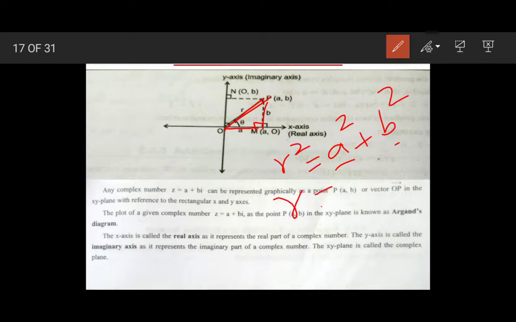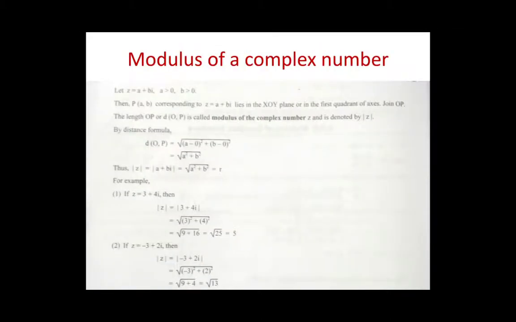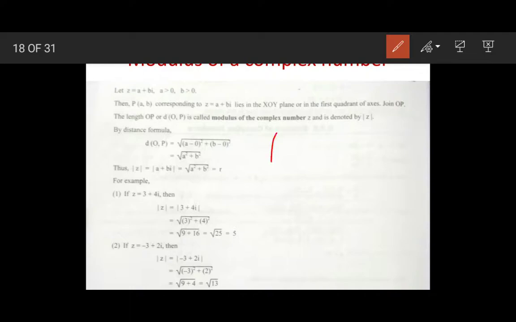So that means r is equal to the square root of a square plus b square, and this r, that means the radius, in a complex number is known as the modulus of the complex number. The modulus of a complex number is denoted by mod of z, and mod of z means r, and this r is equal to the root of a square plus b square.